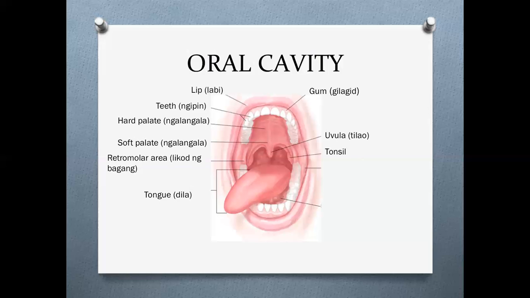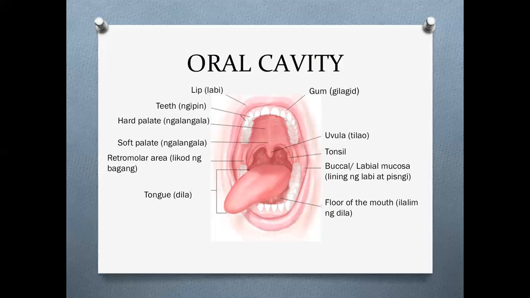The tonsil. These are a pair of soft tissue mass located at the back of the throat. They act as filters, trapping germs that could enter the body. The buccal and labial mucosa, or lining ng labi at pisngi. This is the inner lining of the lips and cheeks. And the floor of the mouth, or ilalim ng dila. It is a horseshoe-shaped area under the tongue, between the sides of the lower jawbone.